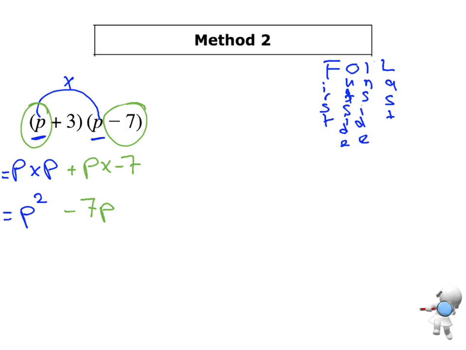Now I need to do the inside. So now I need to look for the terms in the middle. In the middle there, I'm going to do plus 3 times p, and that's going to give me 3p.